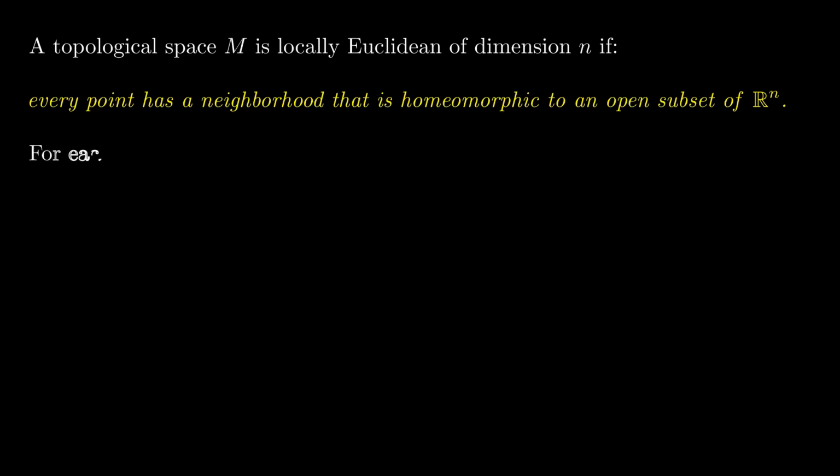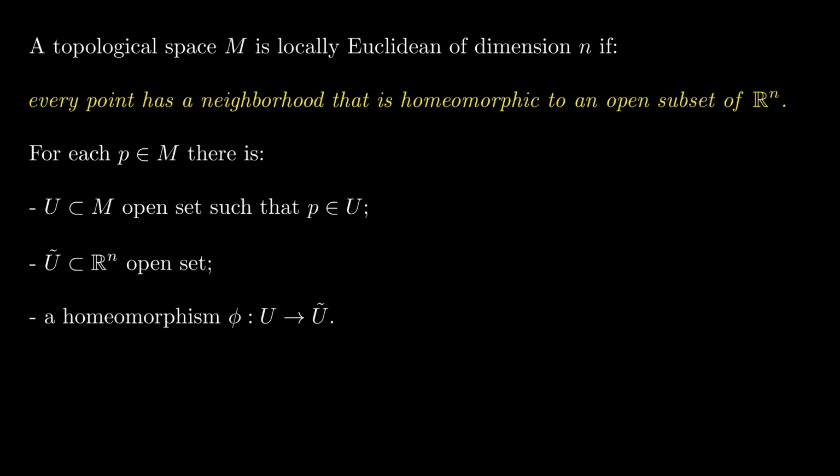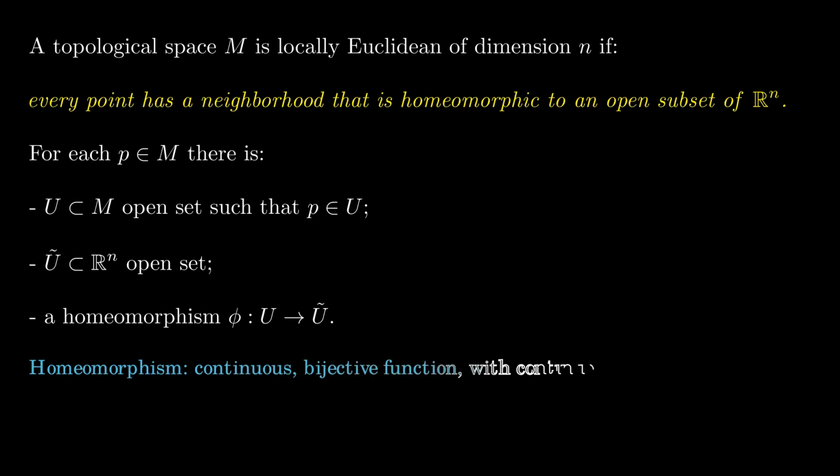Let's unpack that. That means for every point p in M, there is an open set U containing p, and an open set in Rn, U tilde, for which there is a homeomorphism from U to U tilde. In case you don't remember, a homeomorphism is a continuous and bijective function whose inverse is also continuous.